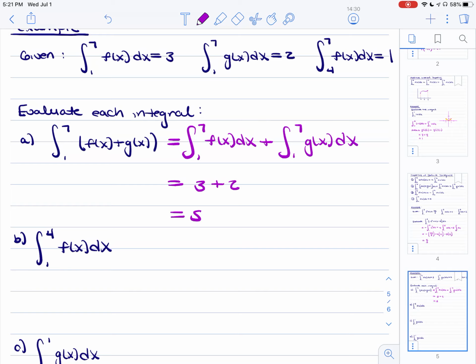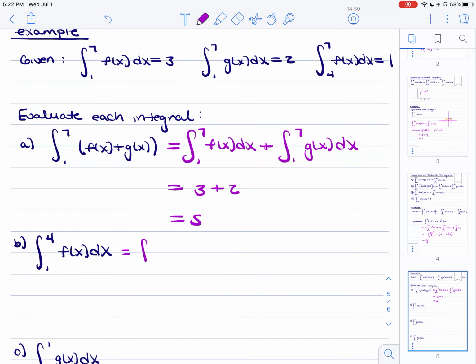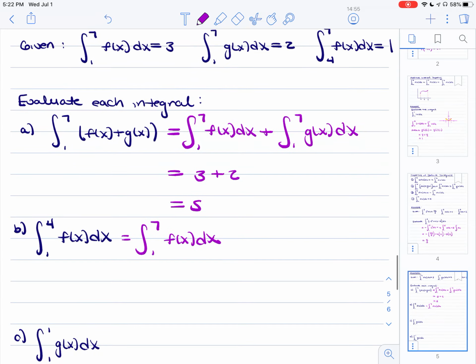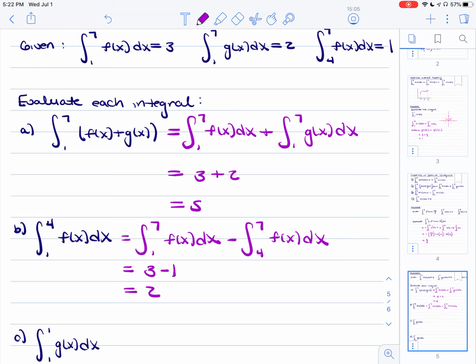All right, our next one, we can use that additive property that we saw above. So if we want to find the integral from 1 to 4 of f of x dx, well, notice we're given from 1 to 7 and from 4 to 7. So if we take the difference of these two, then we can find 1 to 4. So we're going to look at the integral from 1 to 7 of f of x dx minus the integral from 4 to 7 of f of x dx. So that's going to give us 3 minus 1, which is equal to 2.